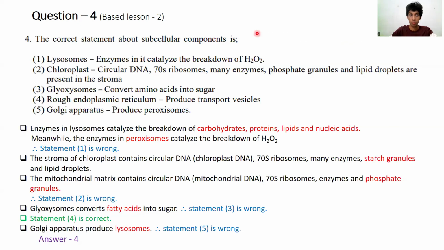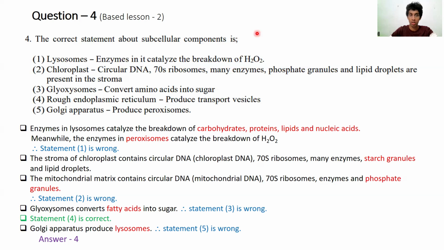Question number 4. It is also based on the second lesson. The correct statement about subcellular components is number 1, lysosomes. Enzymes in it catalyze the breakdown of H2O2. The statement 1 is wrong because enzymes in lysosomes doesn't catalyze the breakdown of H2O2. The enzymes in peroxisomes catalyze the breakdown of H2O2. The enzymes in lysosomes catalyze the breakdown of carbohydrates, proteins, lipids, and nucleic acids.